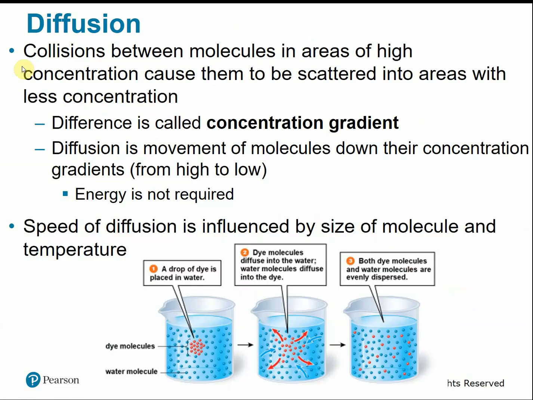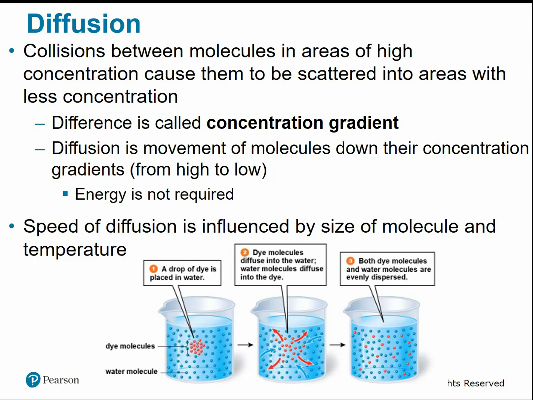Diffusion is the movement of molecules from an area of high concentration to an area of low concentration. So the difference between these is called a concentration gradient. So again, it's always going to go from high to low, so from uphill downward. So it does not require any energy. So think if you're riding your bike down a hill, you don't have to pedal, you can just coast. The speed or rate of diffusion can be influenced by the size of the molecule as well as the temperature of the solution.